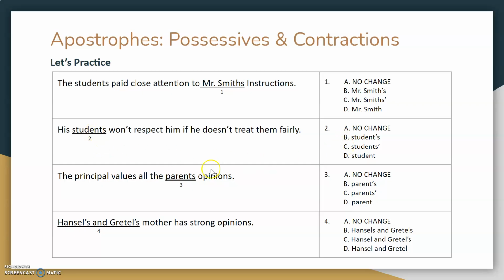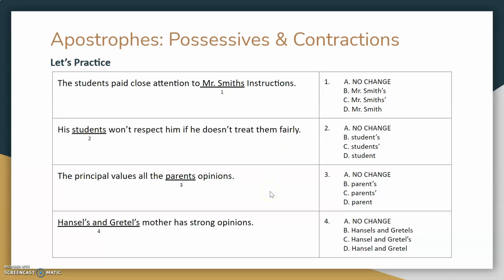So now, do I want student or students? Because it says if he doesn't treat them fairly, right? I can get that clue from the sentence. It doesn't treat them fairly. I know that's more than one student. So that means I need students. So my answer is A, no change.